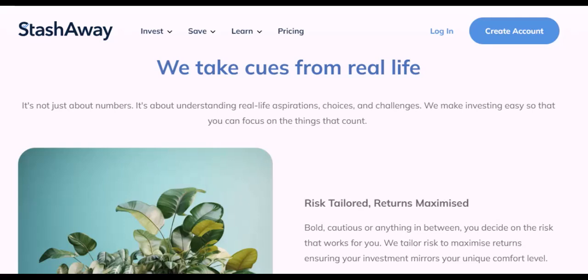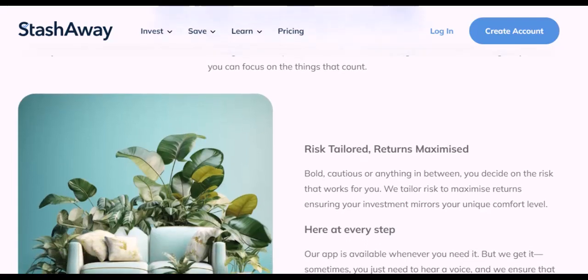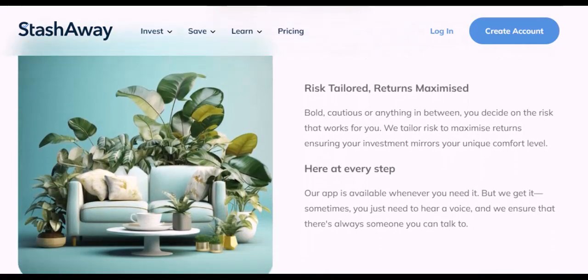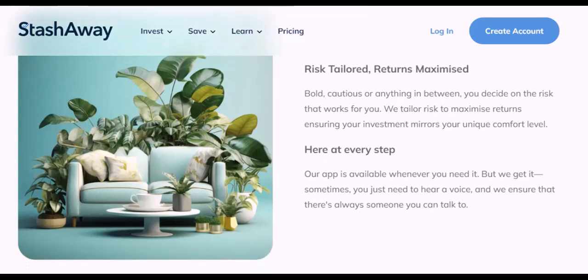Set up regular contributions. Stashaway allows you to automate your investments through recurring transfers from your bank account. This helps you stay disciplined and consistently contribute to your investments. Dollar cost averaging. By investing regularly, you can benefit from dollar cost averaging, which helps to reduce the impact of market volatility.